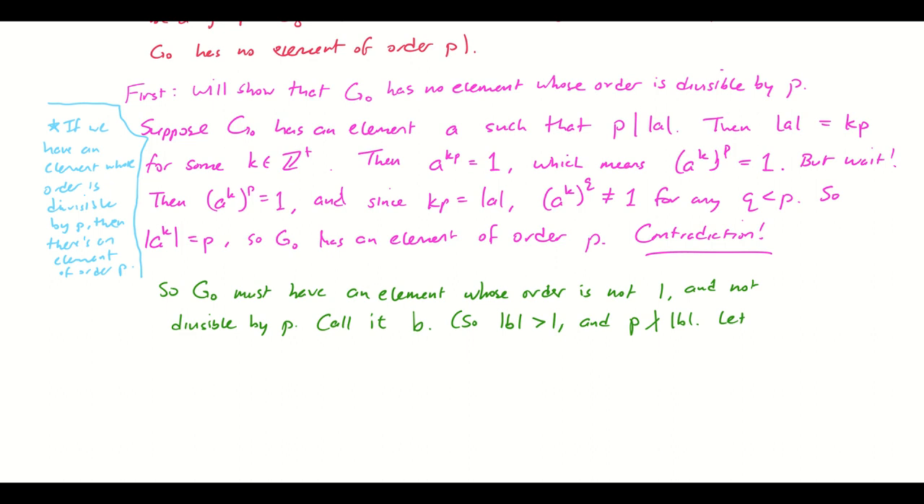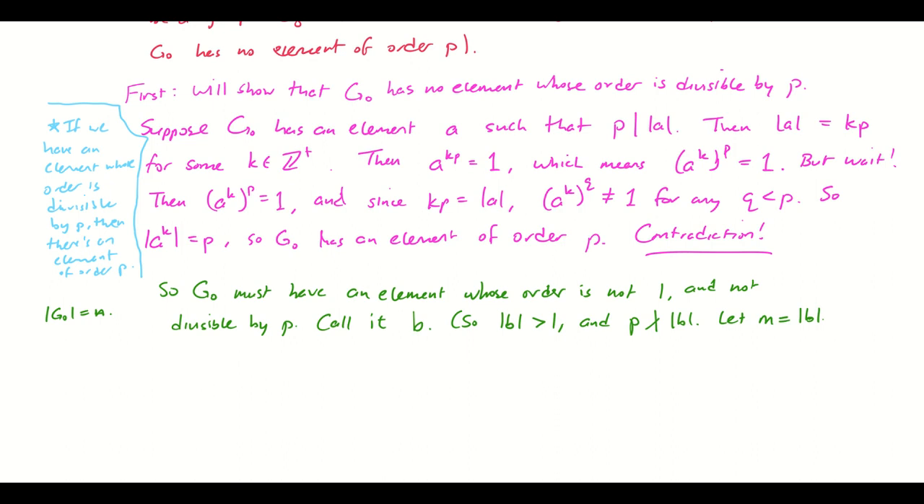So let's let, what do we have? We've used K before. Now we've used Q. Why don't we let M equal the order of B? And while we're at it, let's let the order of G naught be N. Okay, so that should help.